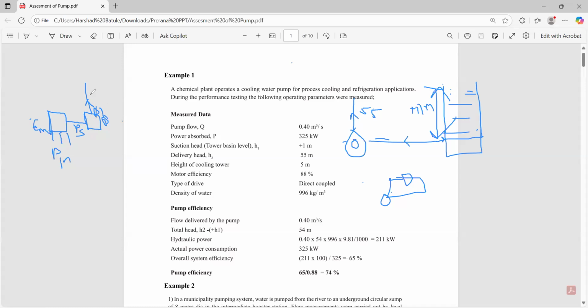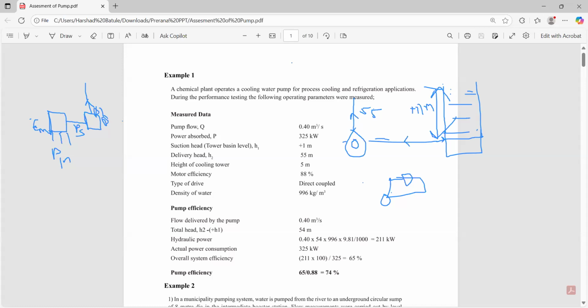Between shaft and hydraulic power, your equipment is the pump. So efficiency of the pump would be hydraulic power divided by shaft power, which is output divided by input. Your output is the hydraulic power, and input is your shaft power. So 211 divided by 286 would be 73.77, so rounded off it is 74%. Understand, from 325 kilowatt, you are transmitting only 211 kilowatt.